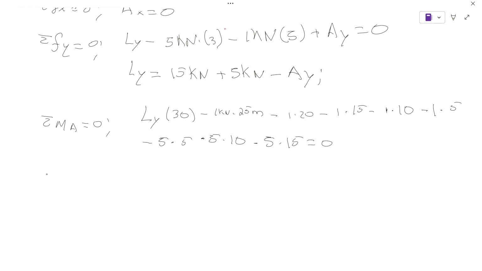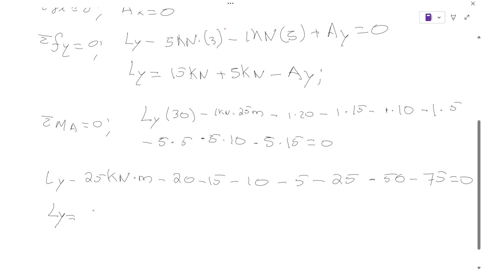Okay, so we have that Ly is minus 25 kilonewton meters. All the units are going to be kilonewton meters. Minus 20, minus 15, minus 10, minus 5, minus 25, minus 50, minus 75, right? 5 times 15 is 30, 60, 75. Minus 75 is equal to 0.